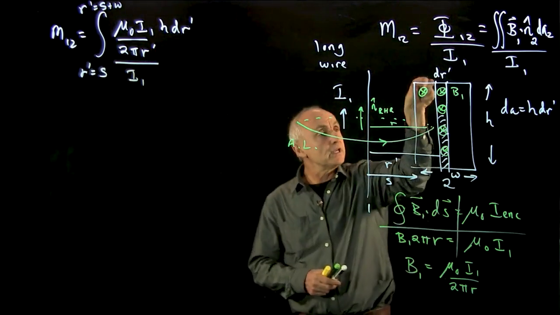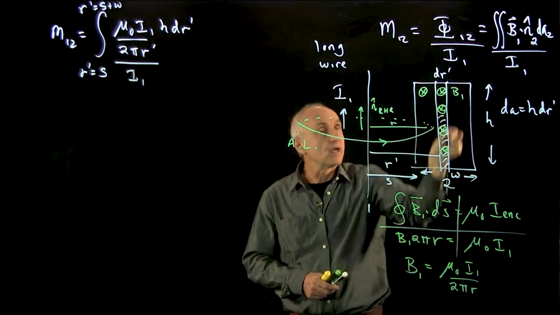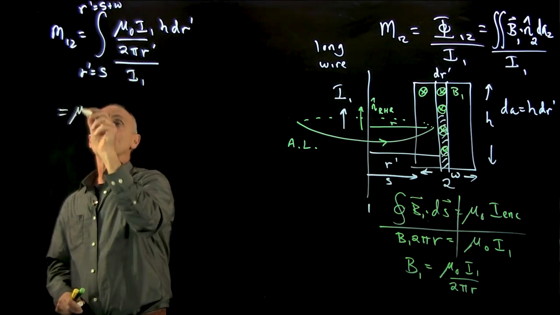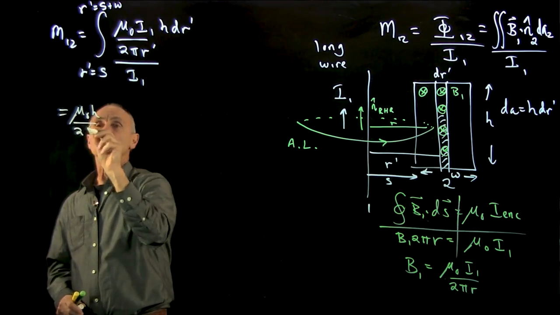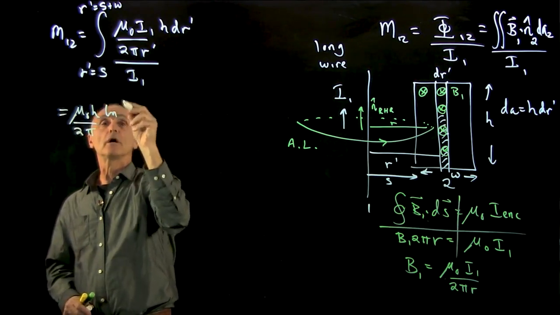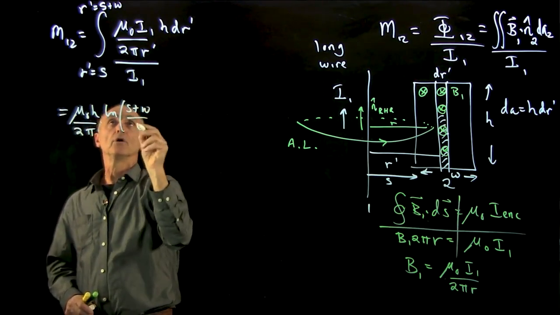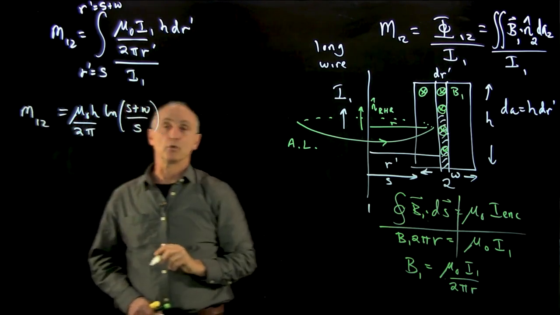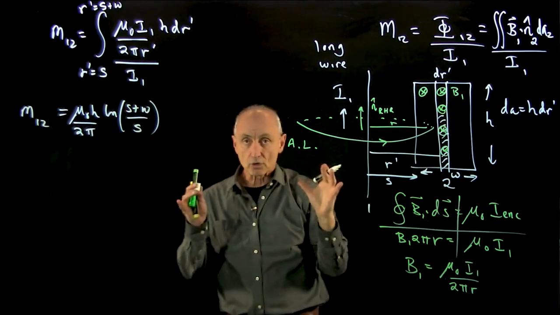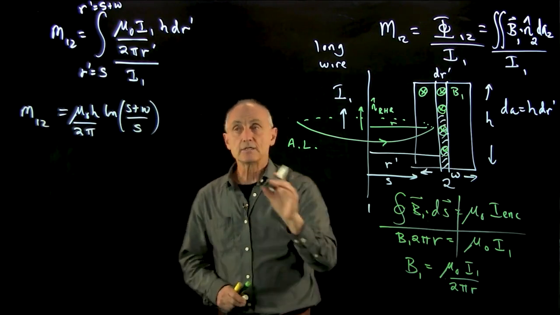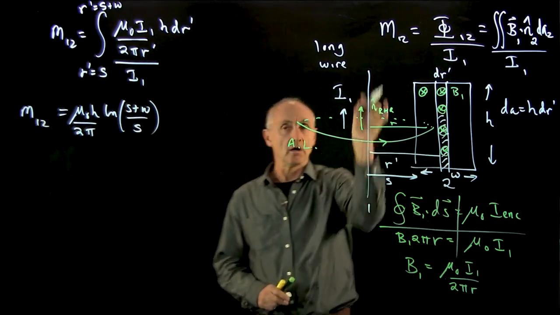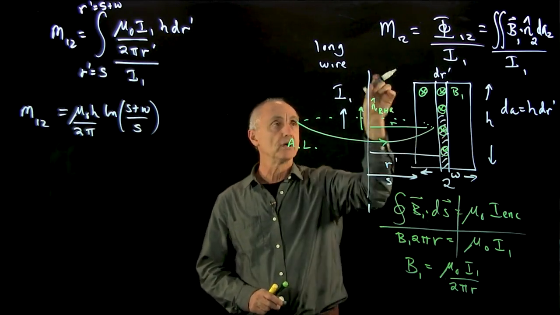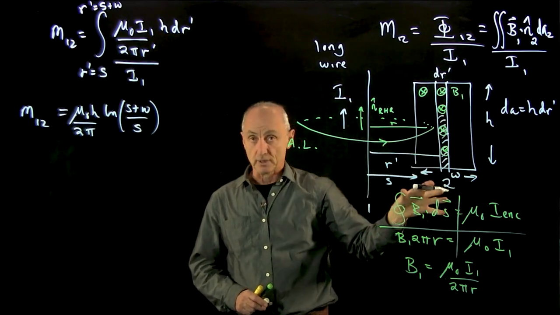And so what I'm just doing is adding up strips. Well, this is a straightforward integral. We get mu naught h over 2 pi times the natural log of (s plus w) over s, and that's the coefficient of mutual induction. Now, what's crucial to realize is that this is independent of the current that's flowing. It's just a property of the geometry of the wire and the loop.